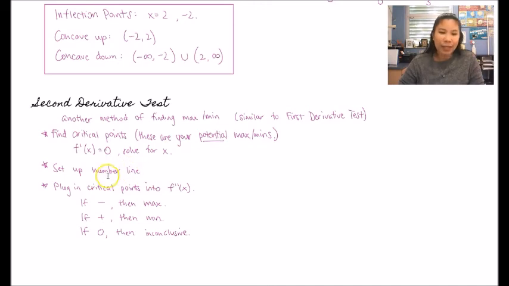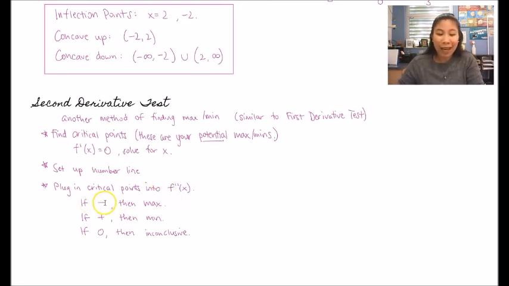But then, instead of plugging in the numbers that are around your critical points, you're actually going to plug the critical points into your second derivative. So I like this method better because there's less things for you to plug in. Because when you plug stuff in that's around your critical points, there's actually one extra thing to do. But if you just plug in the critical points into the second derivative, then there's less plugging in.